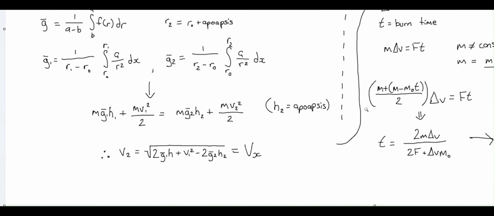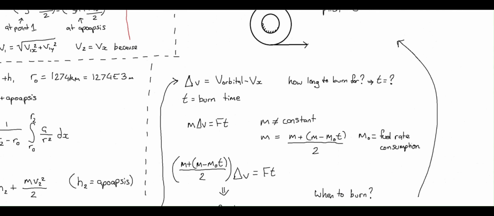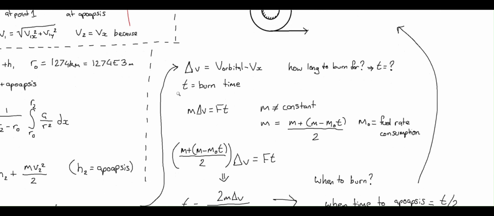However, we now know our delta V. The problem is we can't immediately gain that velocity. It takes a bit of time to implement it, to thrust to that speed. So we need to know how long it takes, and that's where we need to find burn time.